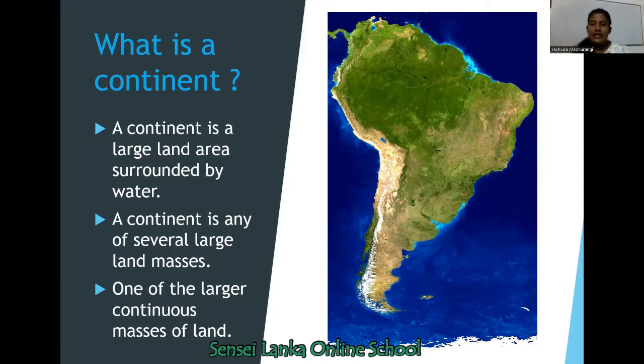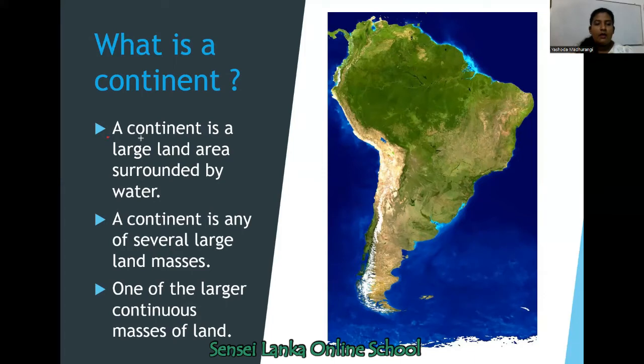Continent in Sinhala we say Mahadweepa. So Dweepa means island. Mahadweepa. It's a very big land area. So here I have given you 3 definitions. Shall we look at them?